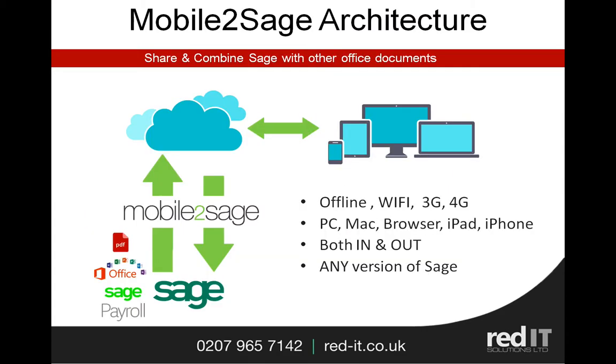So what's Mobile2Sage? Well, it's an architecture which allows you to share information between your Office applications and your mobile users or stakeholders, like employees, customers, suppliers and so on. It works in both directions and can work on any version of Sage.